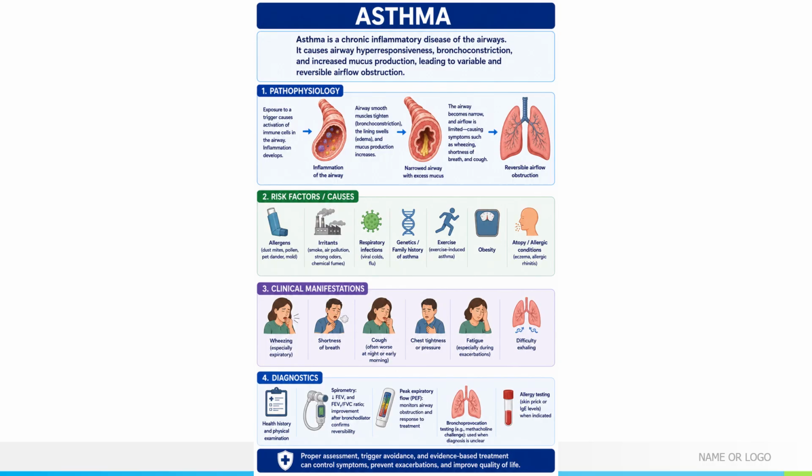Respiratory infections, so viral respiratory infections are among the most common triggers of asthma exacerbations, particularly in children. And then genetics. Asthma frequently runs in families. Multiple genes contribute to airway hyperresponsiveness and immune responses, so that is why. And then we also have exercise-induced bronchoconstriction, which occurs because rapid breathing causes cooling and drying of the airway, which then triggers bronchospasm. Obesity, this is associated with increased airway inflammation and reduced lung expansion, increasing asthma risk and symptom severity.